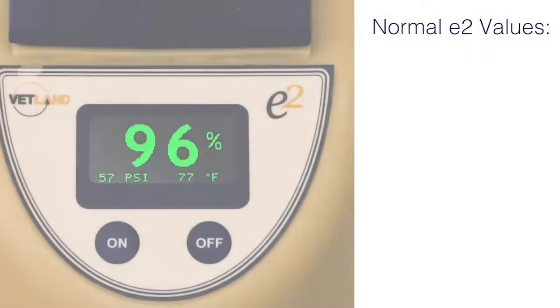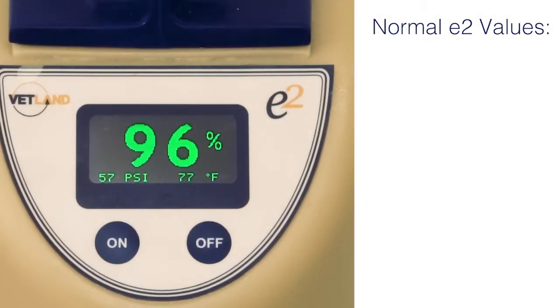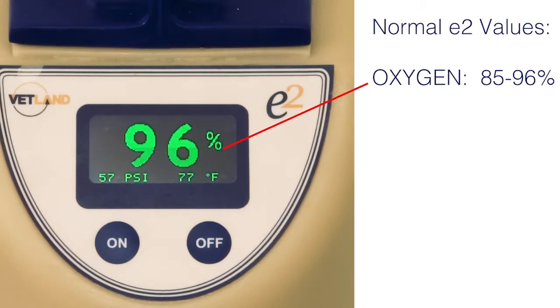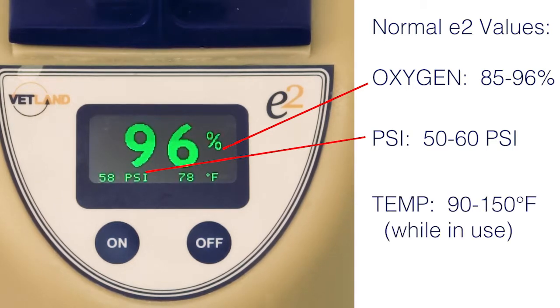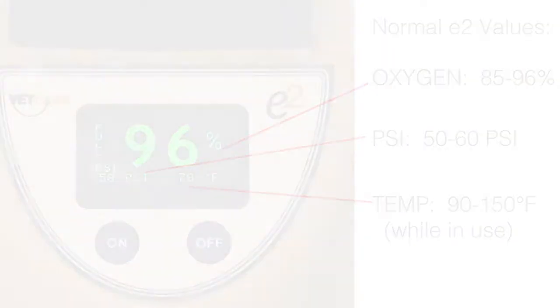Normal E2 values include oxygen percentages of 85 to 96, a PSI of 50 to 60, and temperatures of 90 to 150 degrees Fahrenheit while in use.